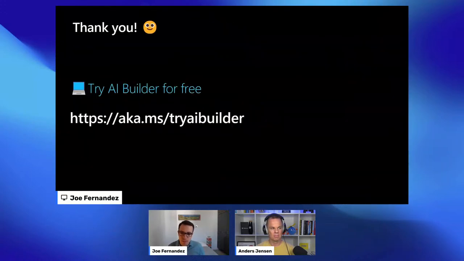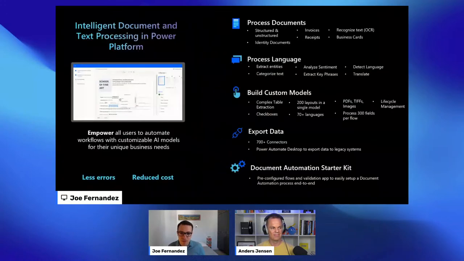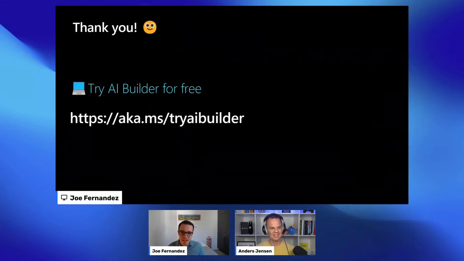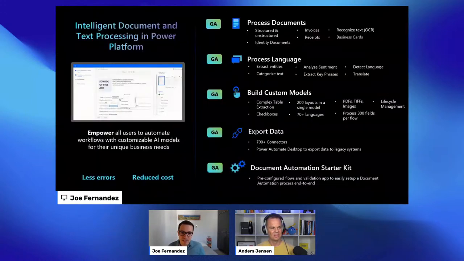If I zoom into the document aspect part, we have a lot of capabilities around extracting data from documents. We can extract data from structured and unstructured documents, and I'll cover what that means very soon. We have a number of pre-built models for common scenarios. For example, if you work with invoices, we have an AI model that is able to automatically extract all the key information from invoices without having to configure anything. I will show that in the demo as well.